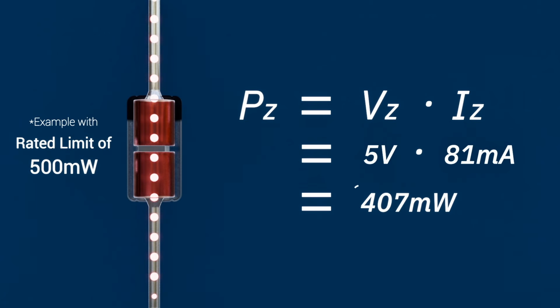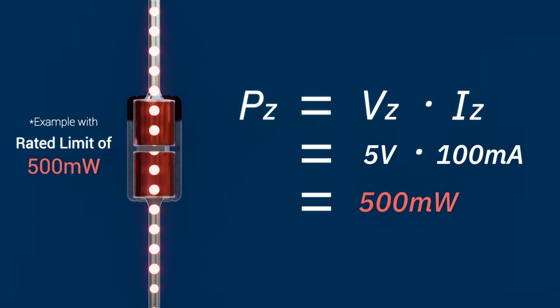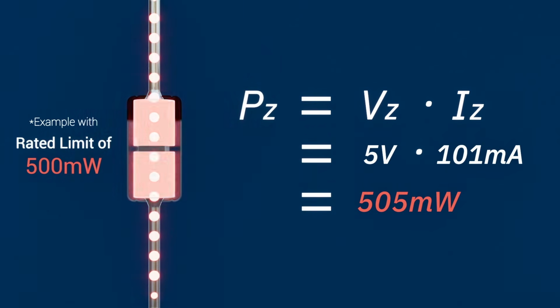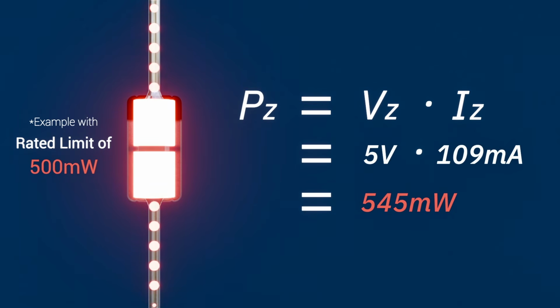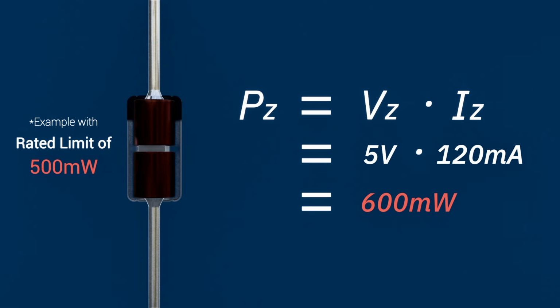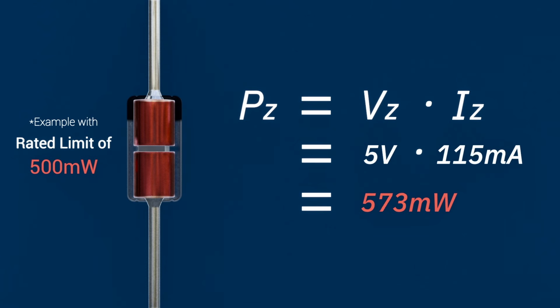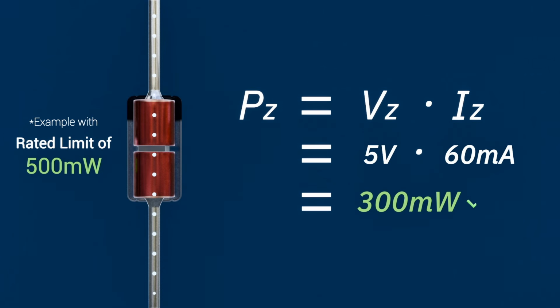If this power exceeds the diode's rated limit, the junction temperature increases beyond safe operating conditions, leading to thermal runaway and eventual device failure. For this reason, Zener diodes are specified with maximum power ratings. When designing a Zener-based regulator or clamp circuit, it is really important to evaluate the worst-case Zener current and ensure that the resulting power dissipation remains well below the maximum rating specified in the datasheet.